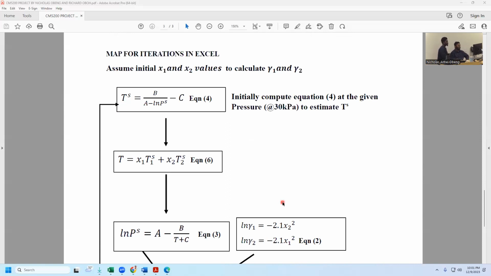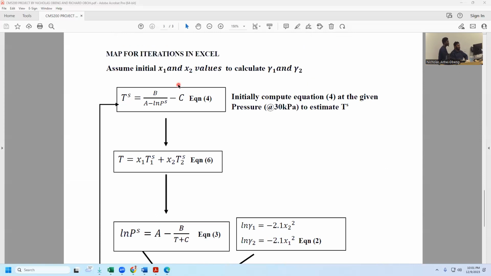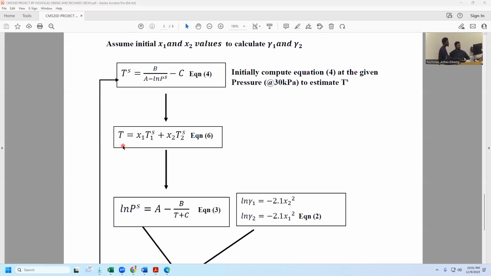Okay, thank you, Richard. So here is a map showing what we are going to do. Initially, we assume x1 and x2, and we calculate gamma 1 and gamma 2 from the equations Richard just derived. Using the Antoine vapor pressure equation, we can make T the subject, and starting with the given initial pressure of 30 kilopascal, we estimate our T1s and T2s. Using T1s and T2s together, we can find an average temperature.